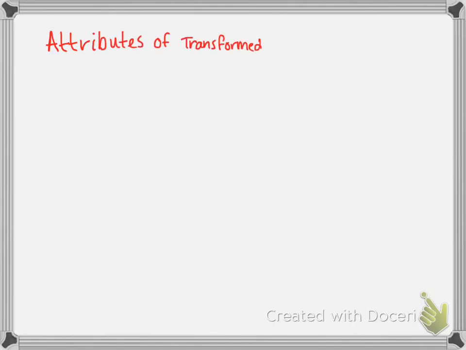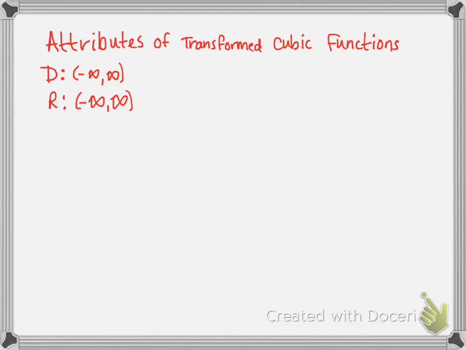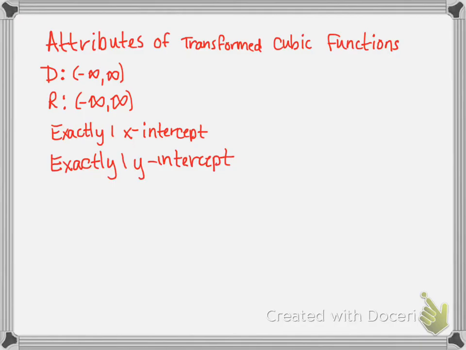Finally, if we look at the attributes of these transformed cubic functions, we see certain features that are common no matter what the transformation. First, the domain is still always all real numbers. The range is also always all real numbers. And each of these cubic functions has exactly one x-intercept and exactly one y-intercept. Also, all of the cubic functions have rotational symmetry about a point.